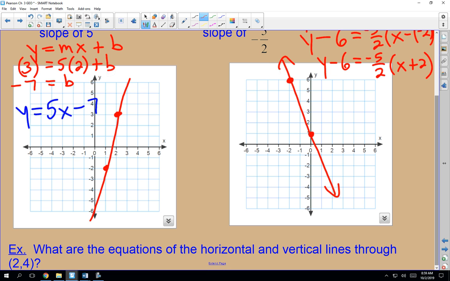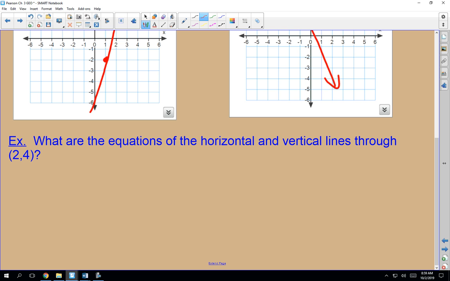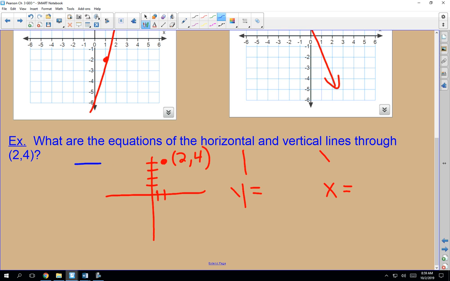All right, another question here. It says, what are the equations of the horizontal and vertical lines through (2, 4)? Well, let's draw a picture here. We've got 1, 2 over, 1, 2, 3, 4 up. There's the point (2, 4). Horizontal and vertical lines go like this. Horizontal lines are y equals lines. Vertical lines are x equals lines. A horizontal line going through (2, 4) would look like this.